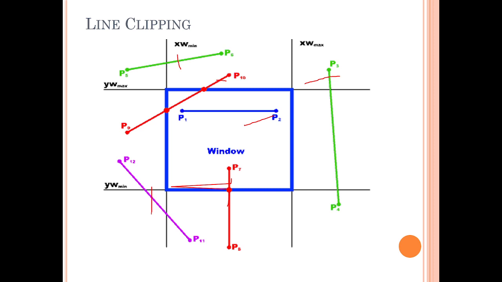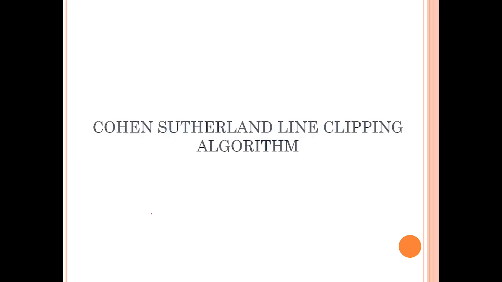Now we can calculate all the points, and based upon the conditions we can calculate which are inside and which are outside. The first main algorithm is the Cohen-Sutherland line clipping algorithm. Based on that, we can remove the lines.